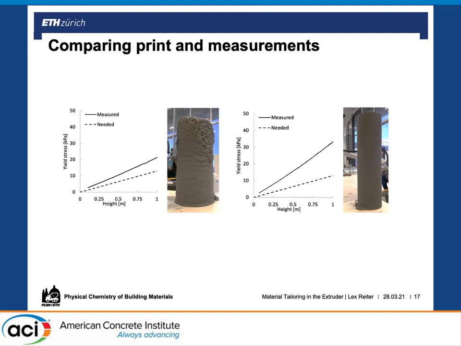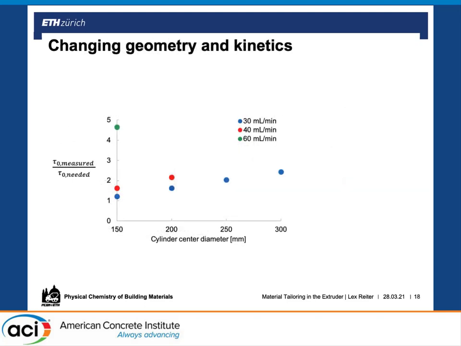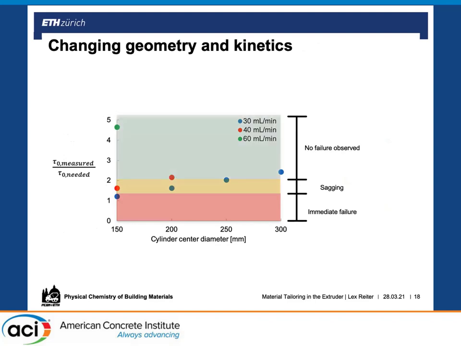So the question now is what is going on here? We can just say for now that we can introduce a safety factor defining that we should limit the deformations. And we can try to quantify this by looking at experiments in which we get immediate failure, in which we get the failure caused by the sagging of the element. And we can also look at cases where there's no failure observed. And from that, we can derive a safety factor where we get something around 2.